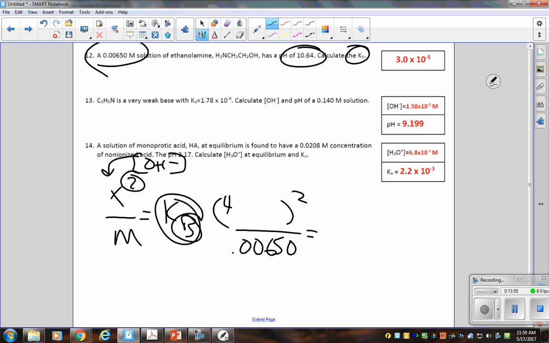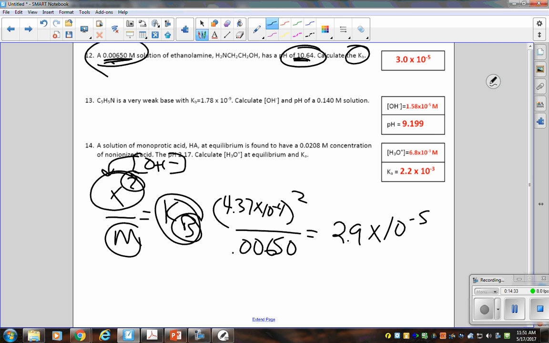So then I can find my Kb. Because they're going to give me the x. I find x with pH line. They gave me molarity. And pH, I can convert it to what I need on the top. So what I would do is go 4.37 e to the negative 4th squared divided by 0.00650 equals, and I get, that's a little off, 2.9. I get 2.9 times 10 to the negative 5th. It's close. Could be rounding. Yeah, it's a little off because I rounded that, so it's a little sketchy.